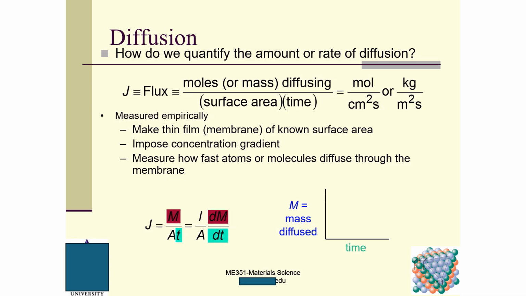It is measured empirically. So how can we measure it empirically? Make a thin film or membrane of known surface area. How can we do this experimentally? Then we impose a concentration gradient and measure how fast atoms or molecules diffuse through the membrane. So J equals M over A t, that is, (1/A) dM/dt, where A is the area and M is the mass diffused over time.